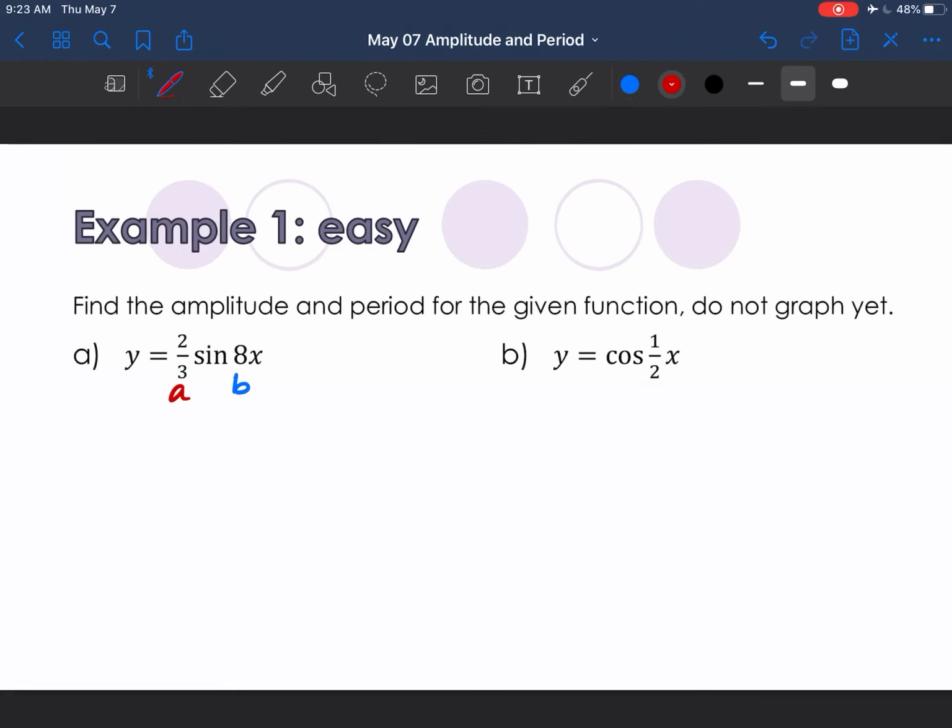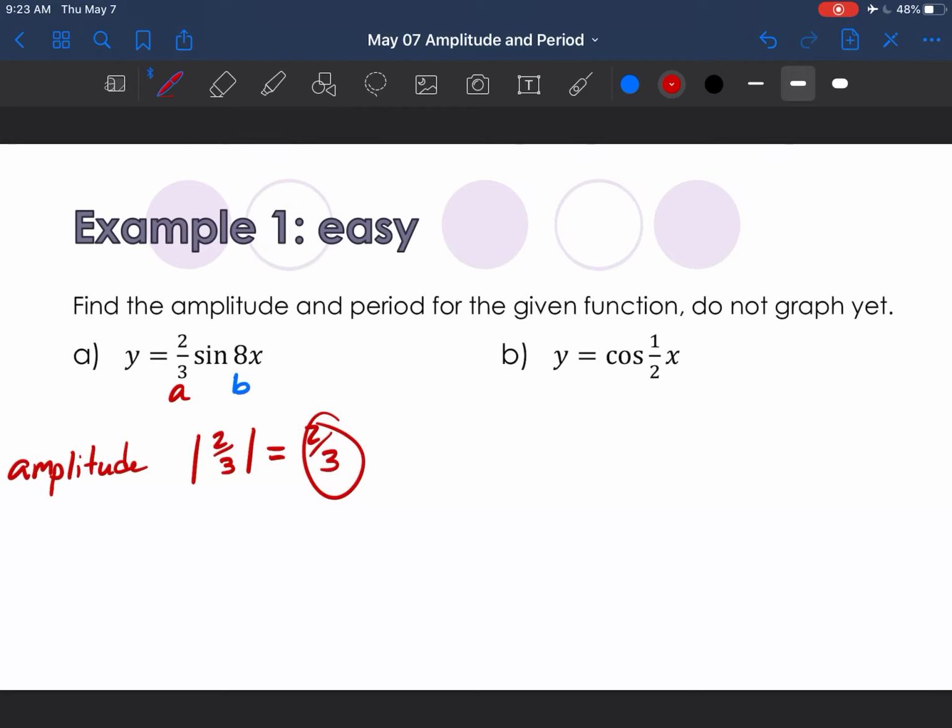So then the amplitude is where you take the absolute value of a. So we're taking the absolute value of 2/3. Basically, if it's positive, it stays positive. If it's negative, it turns positive. So amplitude is just going to be 2/3. And you'll be able to do that just by looking at it. I'm just going to write it out because I'm showing you for the first time.